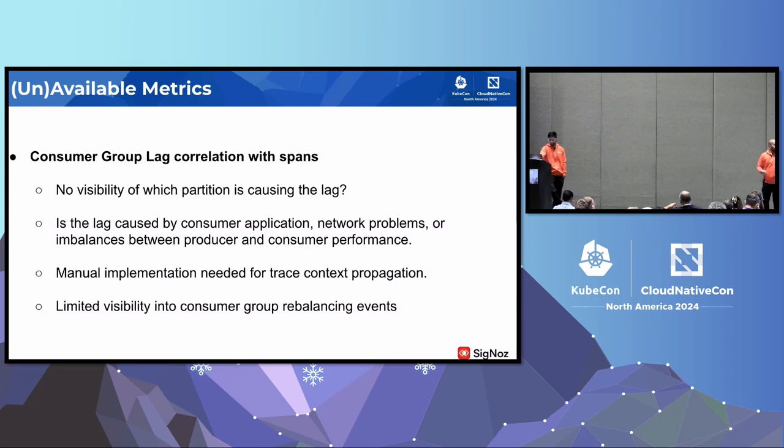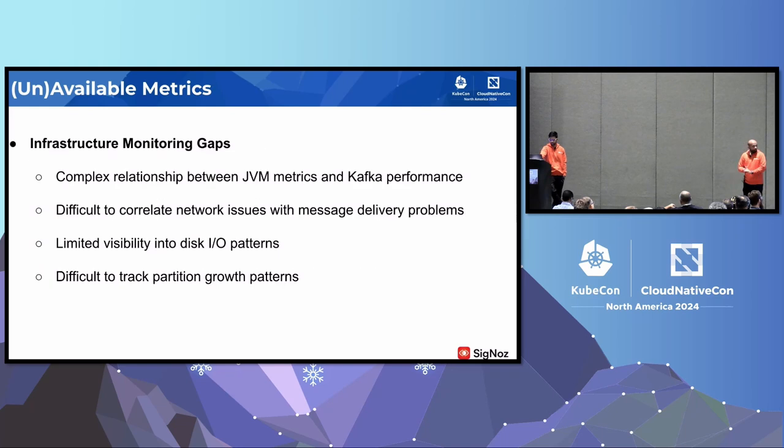Next we go into the consumer group lag correlation with spans. Here, there is no easy correlation. There are probably spans in place, but there is no visibility into which partition is causing the lag. And there is limited visibility into consumer group relations with spans. Then, infrastructure monitoring gaps. As a DevOps engineer or an SRE, this is probably your most painstaking problem, where you do not know what the IO patterns are, where the problem is, why Kafka is not working, if there is a problem with the partitions, if there is a problem with the networks, or is there any correlation between networks and message delivery problems?